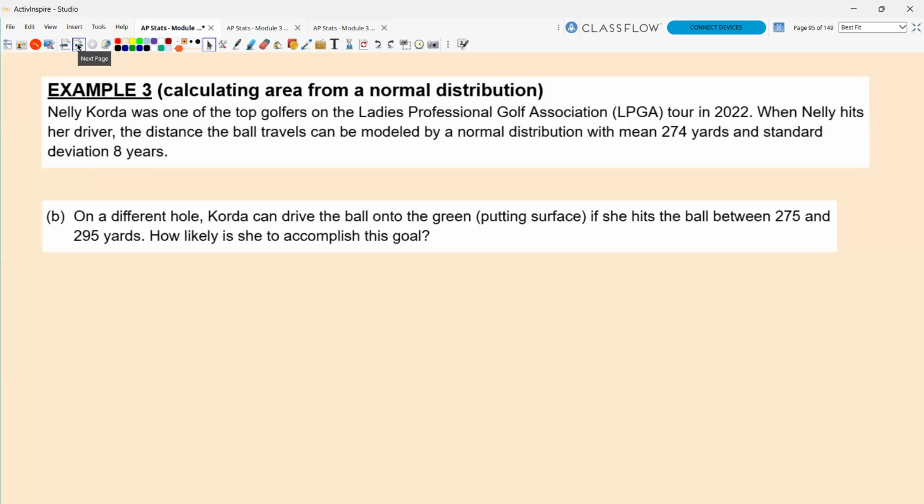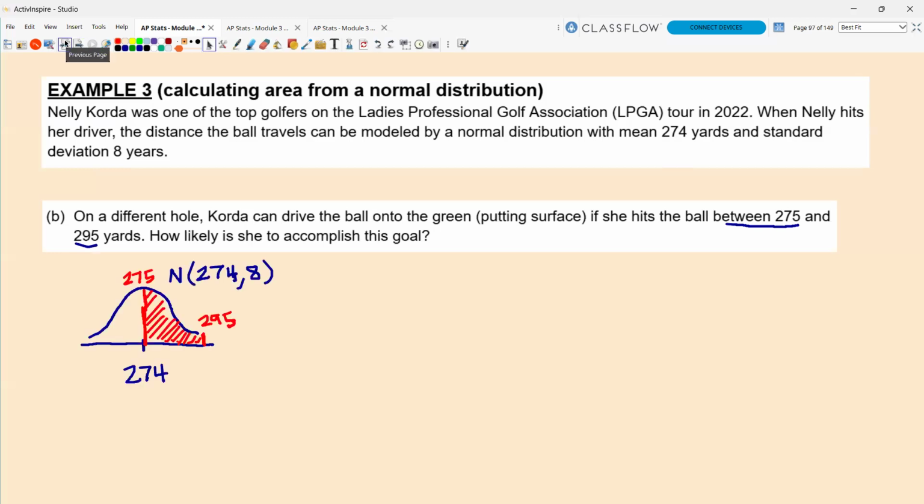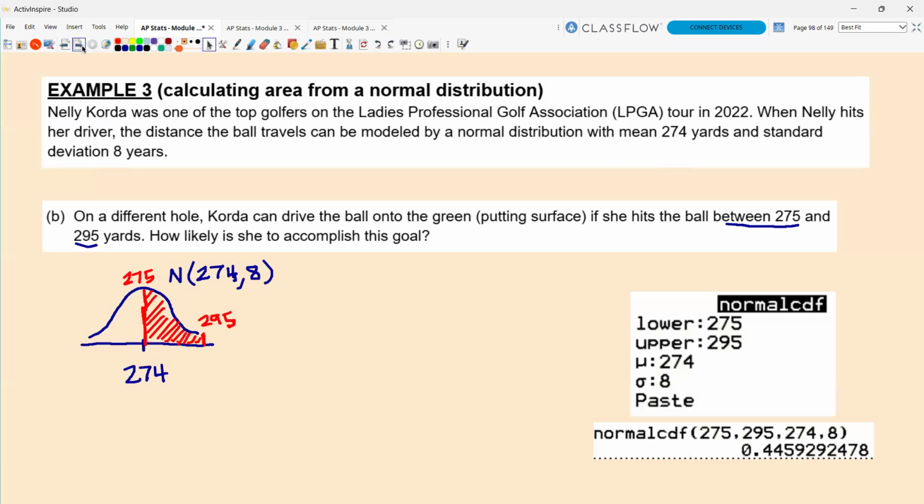Part B, on a different hole, Korda can drive the ball onto the green if she hits the ball between 275 and 295 yards. How likely is she to accomplish this goal? This is going to be a similar situation, but we're going between two values this time, so there is no infinity. We have a clear lower bound and a clear upper bound. So we're going to use our normal CDF. We're going to put our lower bound and upper bound as the numbers that are given to us. Keep the same mean and standard deviation, and you're going to get about 44.6% in this case.